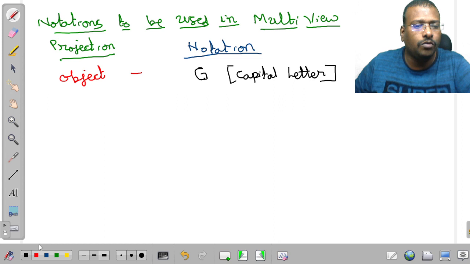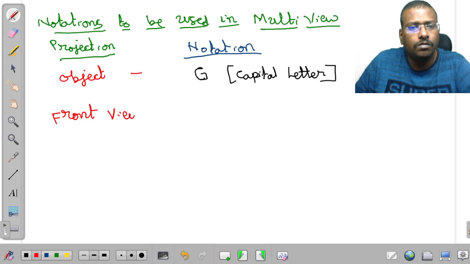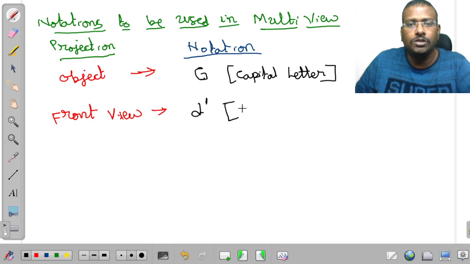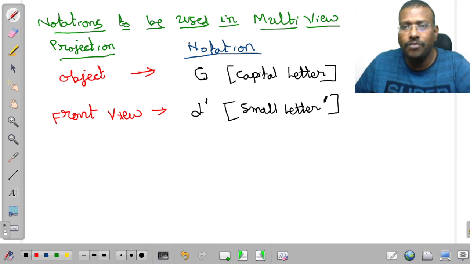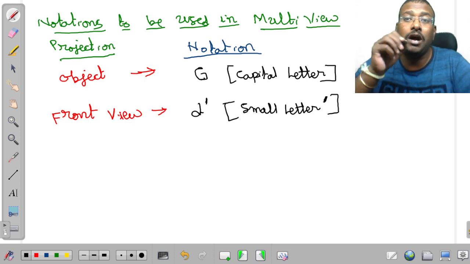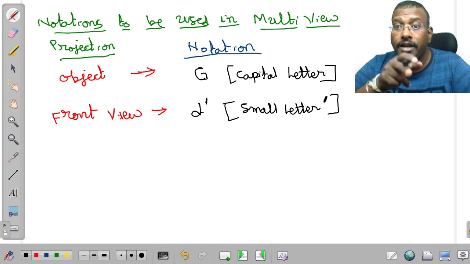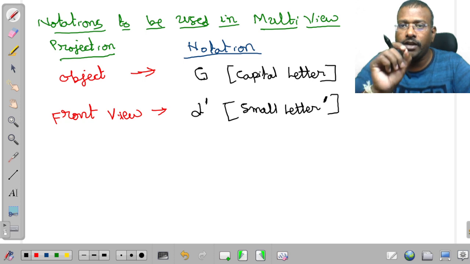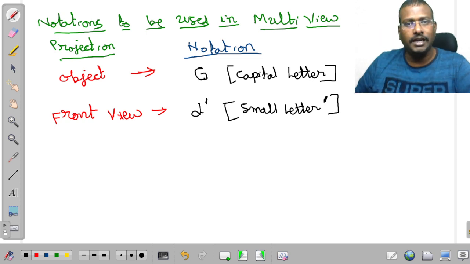And what about the front view? Front view is going to be represented with a small letter with prime, a small letter with a dash. This is important. The front view is written like this. So if I write small d dash, what is the meaning of it? That is the front view of point D. Is it clear? Front view of capital D is small d dash.